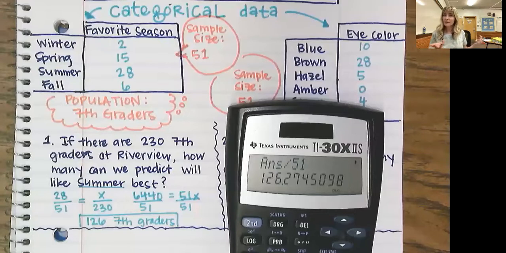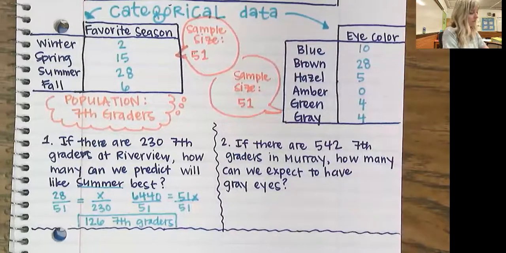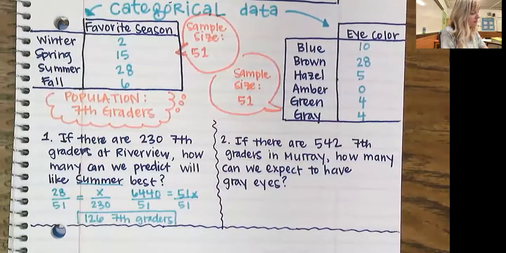Now, does that mean it's going to be exactly 126? No, but it would probably be close. You could ask everyone and find out. Now this one, what if there are 542 seventh graders in all of Murray School District? How many can we expect to have gray eyes?